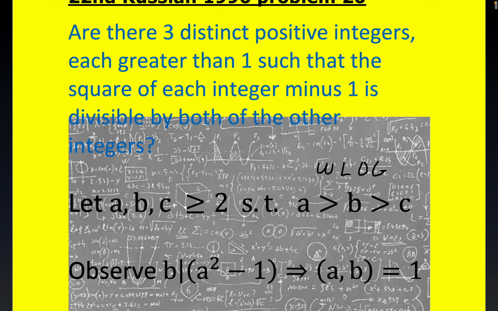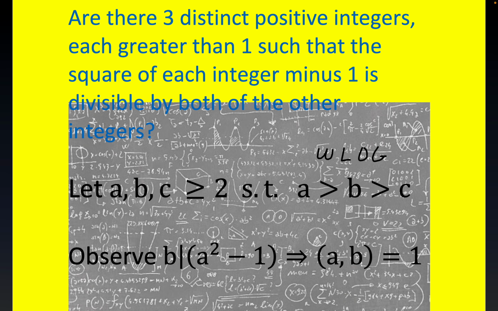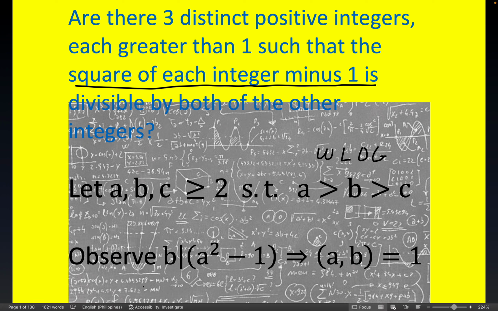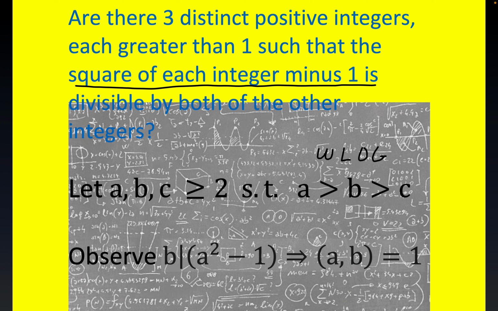Now, let's keep going. This is very important. It took me a while to figure this part out, as simple as it is. This part right here says B divides A squared minus 1, and that's just the given, right? The square of each integer minus 1 is divisible, and that's what this statement says. You will notice this vertical line means divide. It's a divide operator, if you will.